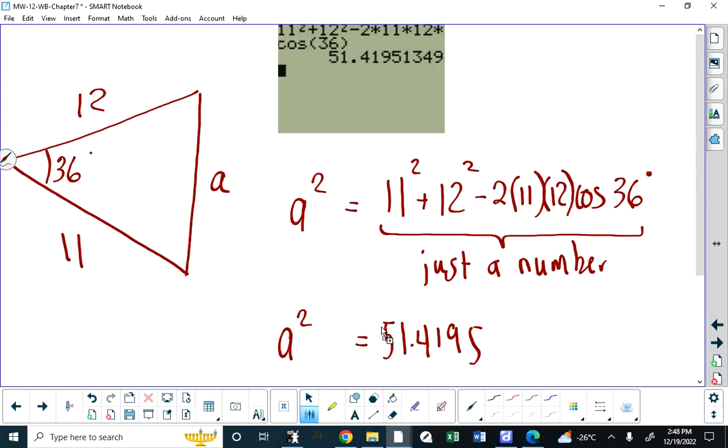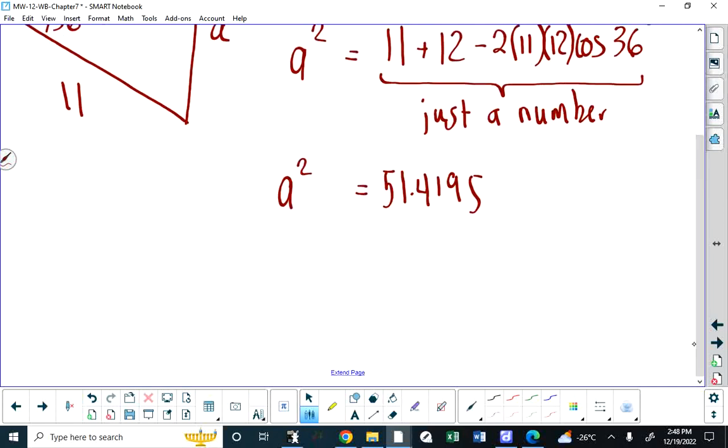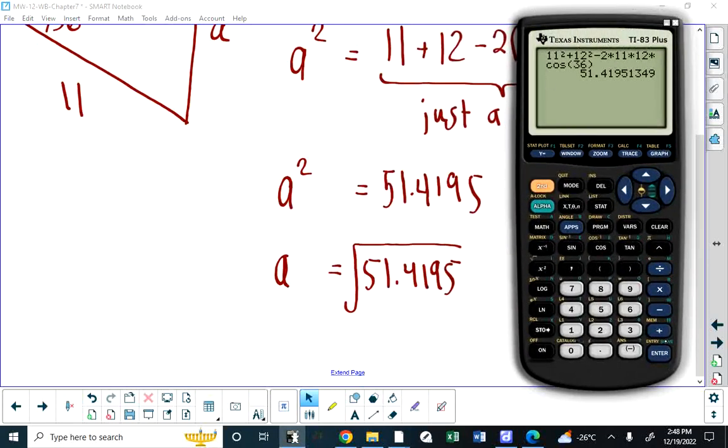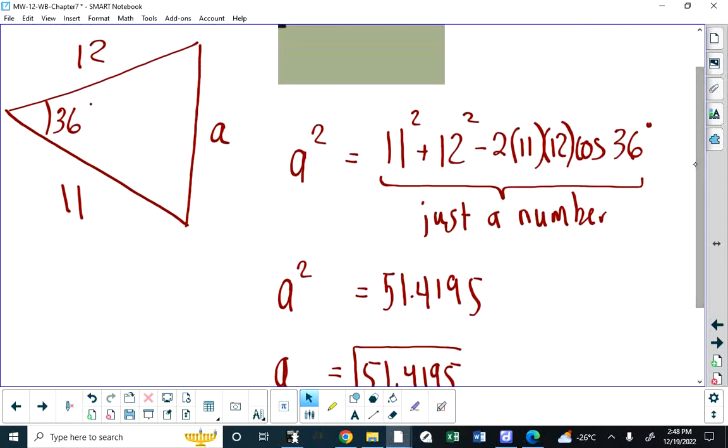This looks like a legitimate answer. It's the length of a side, but this is a squared. This is not a. We have to take the square root. And we've encountered that earlier in the course. So a will be equal to the square root of 51.4195. On a non-graphing calculator, you just probably hit the square root key and it does it, or you might have to hit the square root and go equals. On mine, I have to go square root of the answer, and I get about 7.2. All right, so a is 7.2.